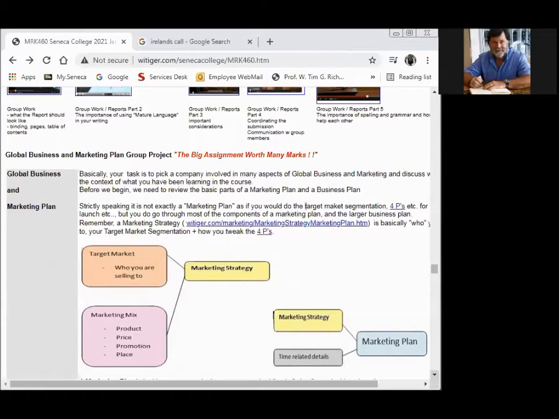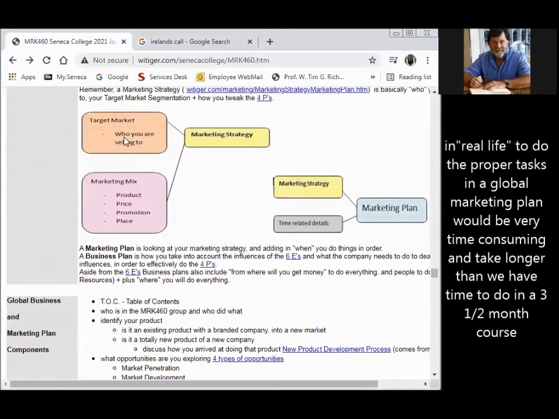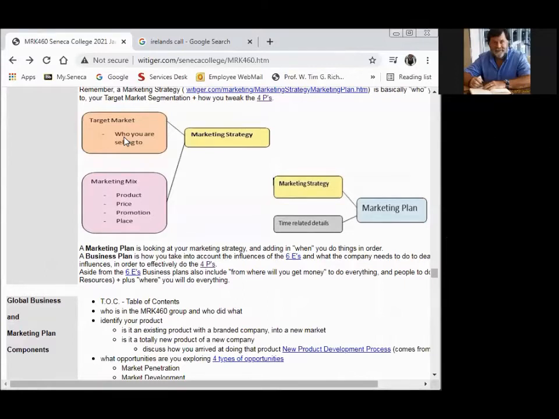The reason why it's a big document is you've got things in it like, first of all, you have to figure out who's your target market segment. Now, in real life, if I was doing a global business marketing plan for a company, I might take 8, 9, 10, 12 pages just to discuss that. I would have charts and diagrams.